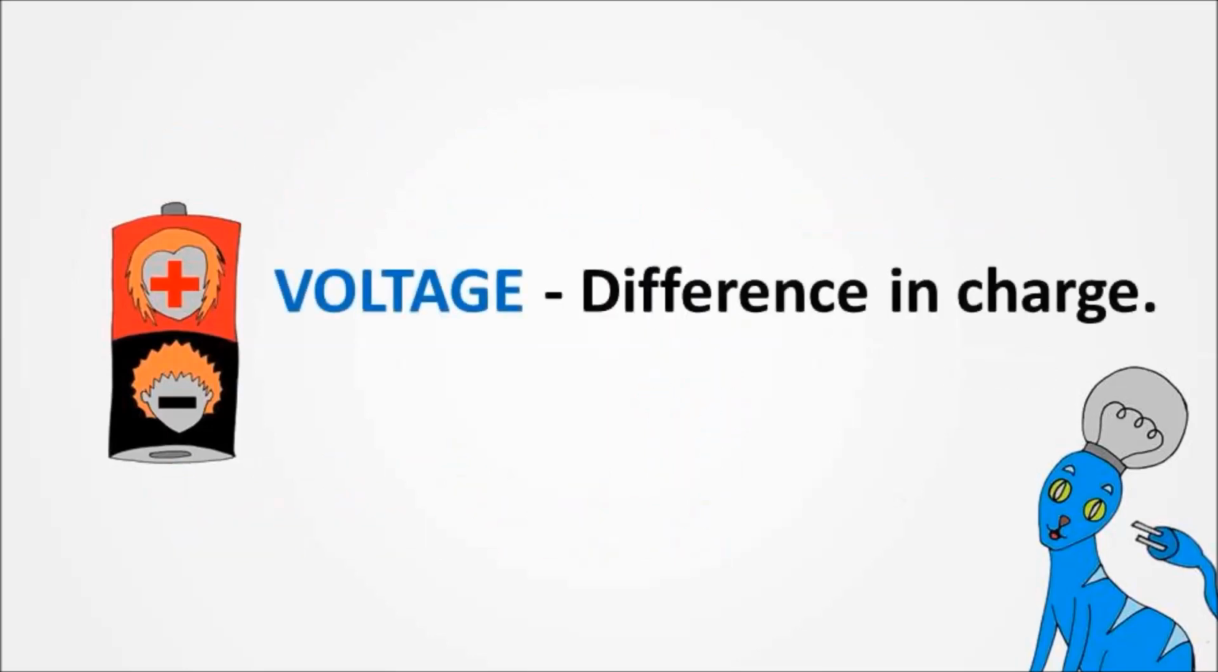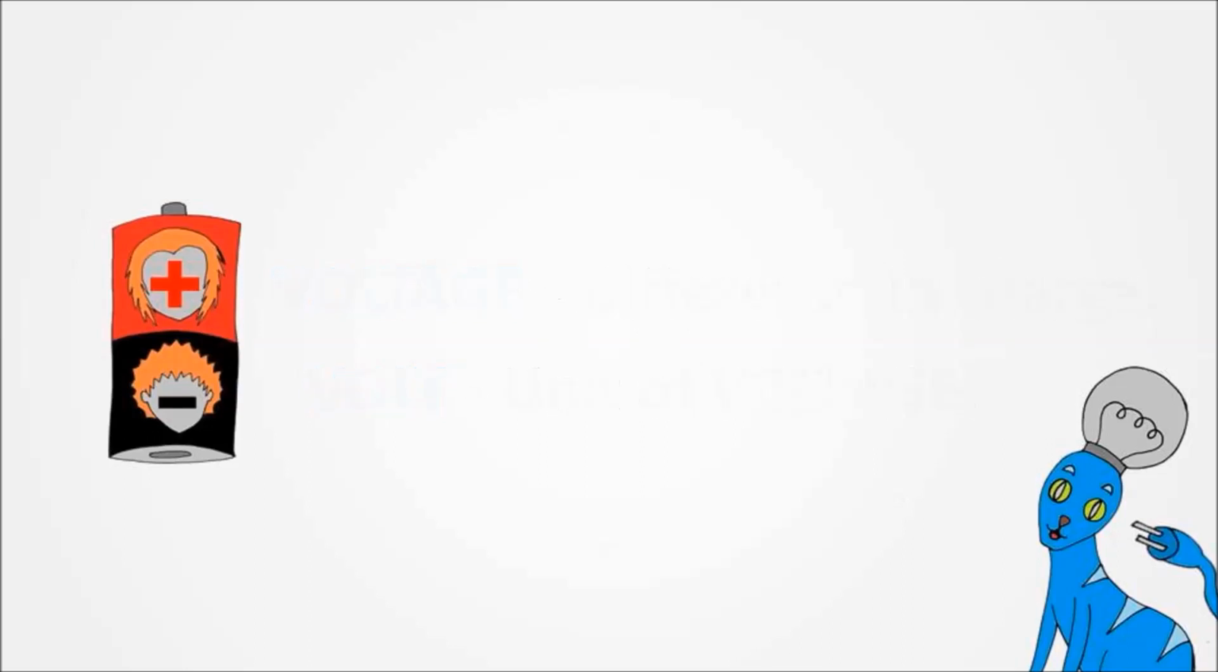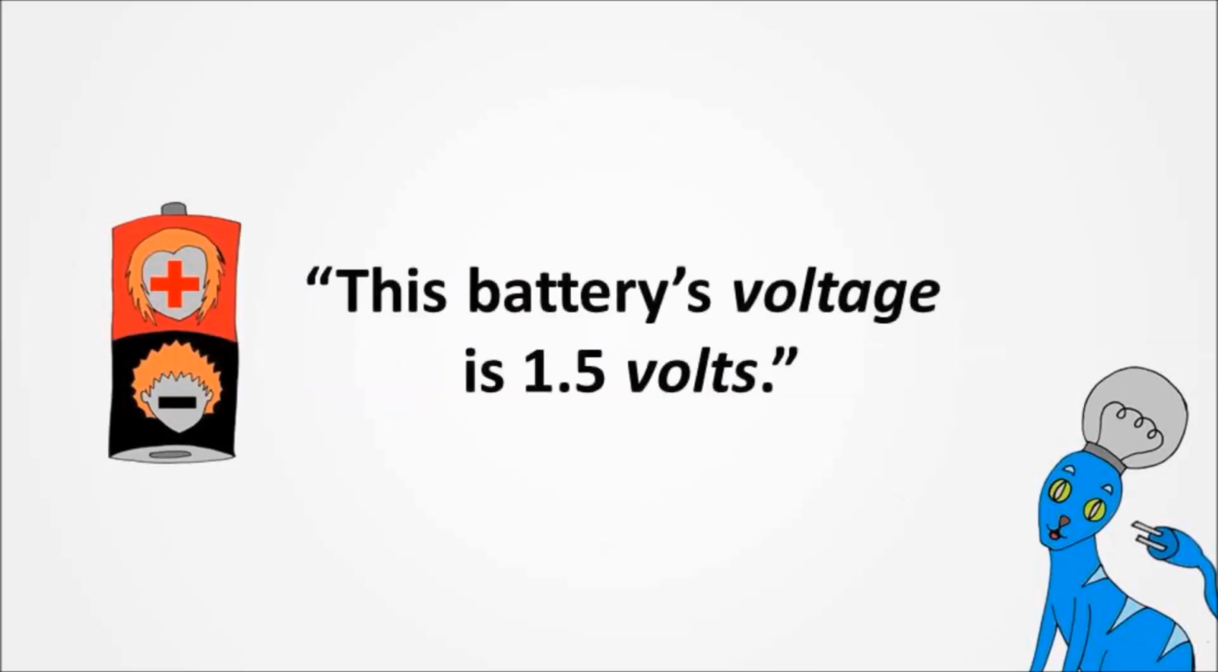And voltage is the difference in charge between the two ends. In other words, how many more electrons there are between them. And volt is the unit of voltage. As an example, we can say this battery's voltage is 1.5 volts.